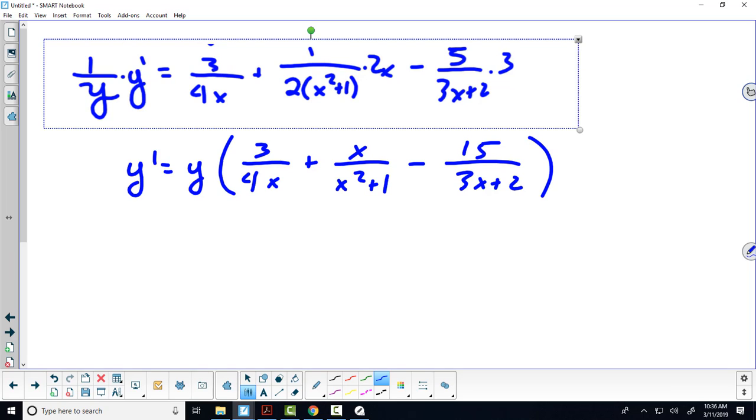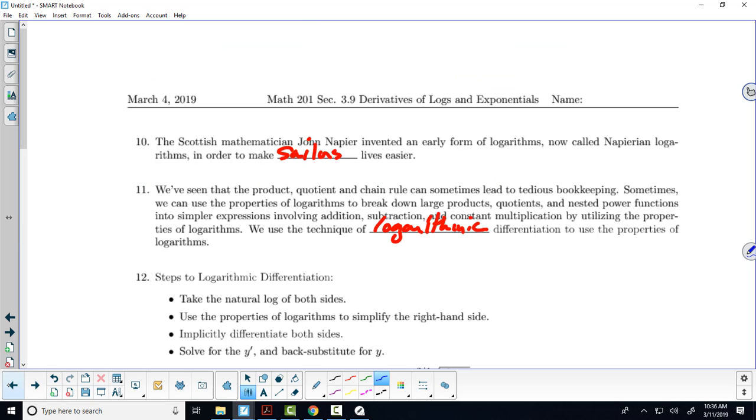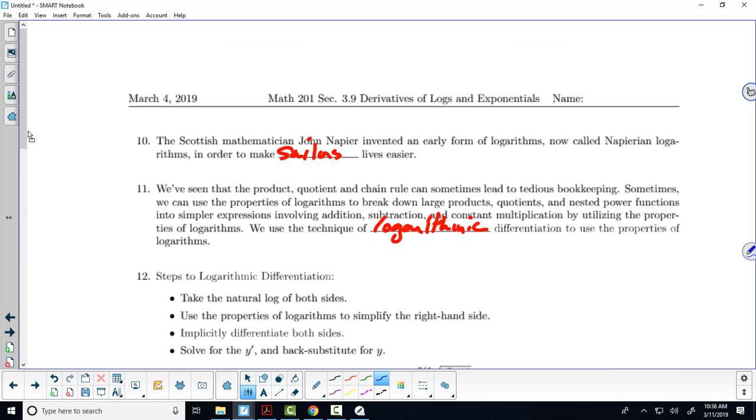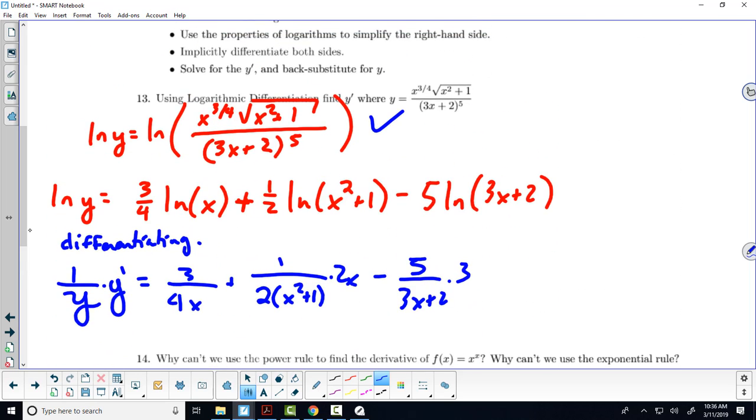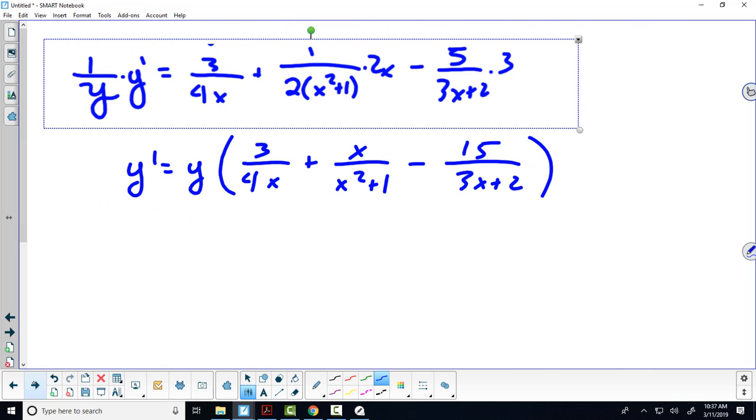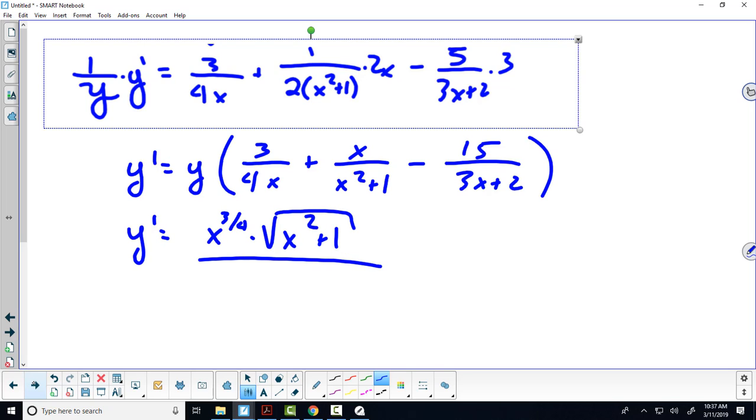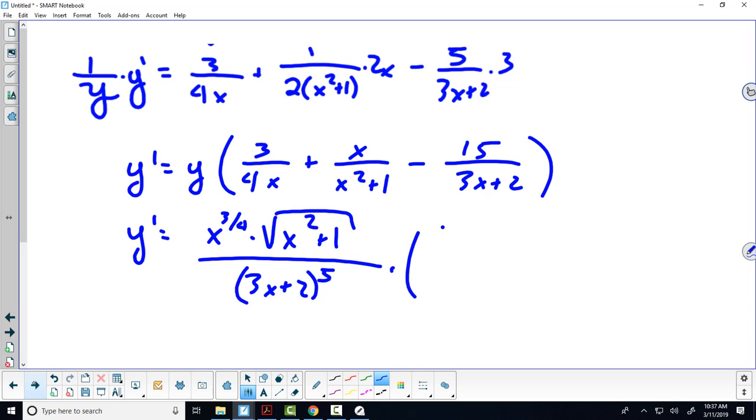Plug in what y was, right? What was y? Well, it's over on the other page. Let's see if we can remember. It was this large expression right here. I'm going to plug it in for y. So y prime is equal to x to the 3/4 times the square root of x squared plus 1 all over 3x plus 2 to the 5th, times now all of this, 3 over 4x plus x over x squared plus 1 minus 15 over 3x plus 2.